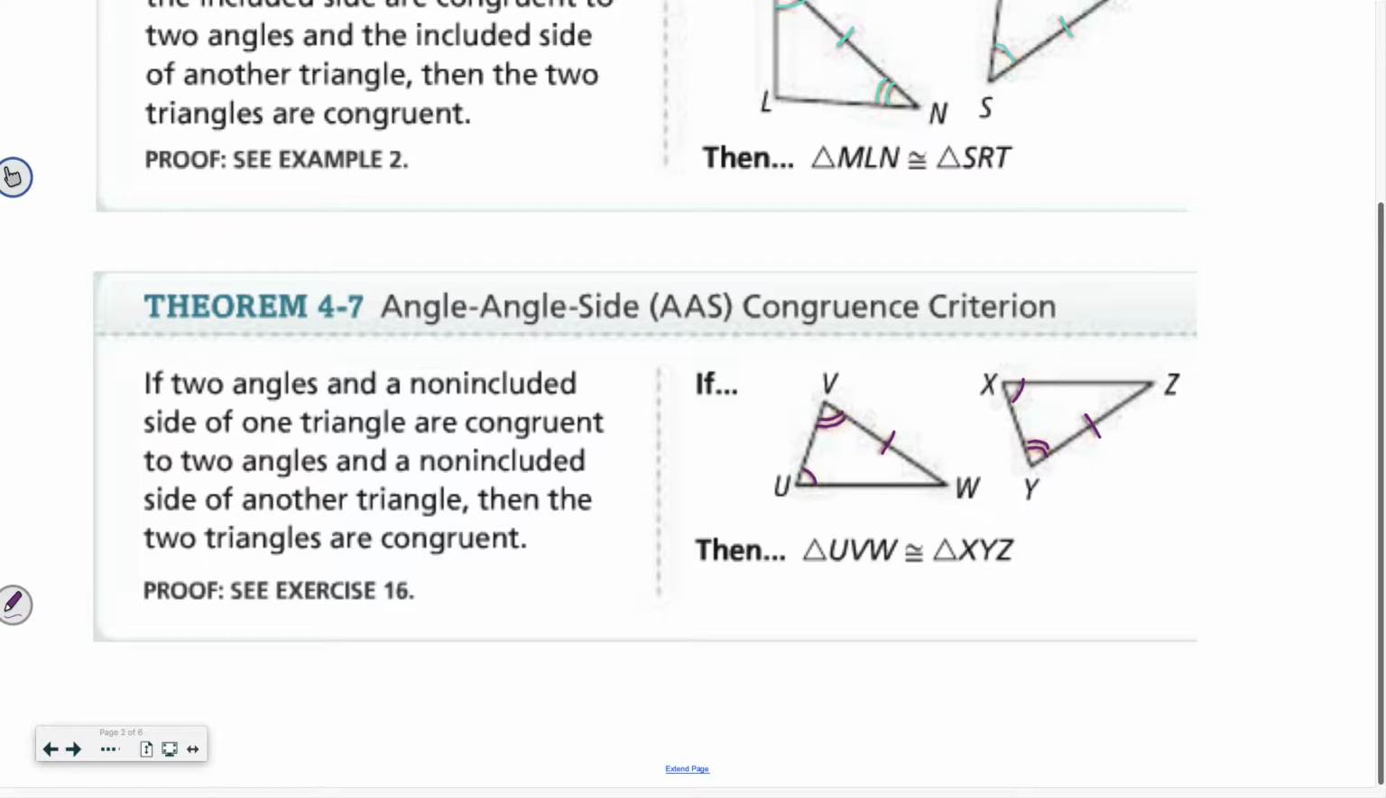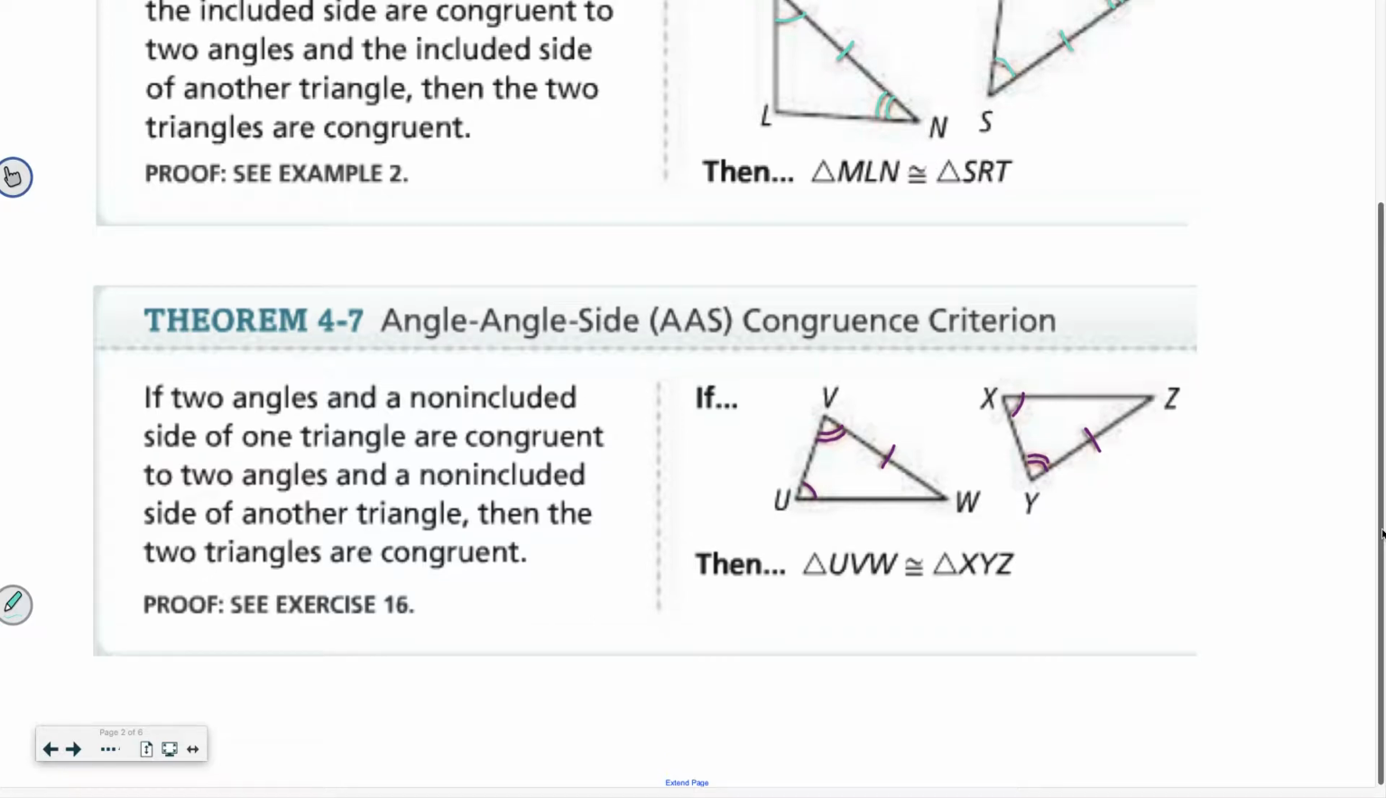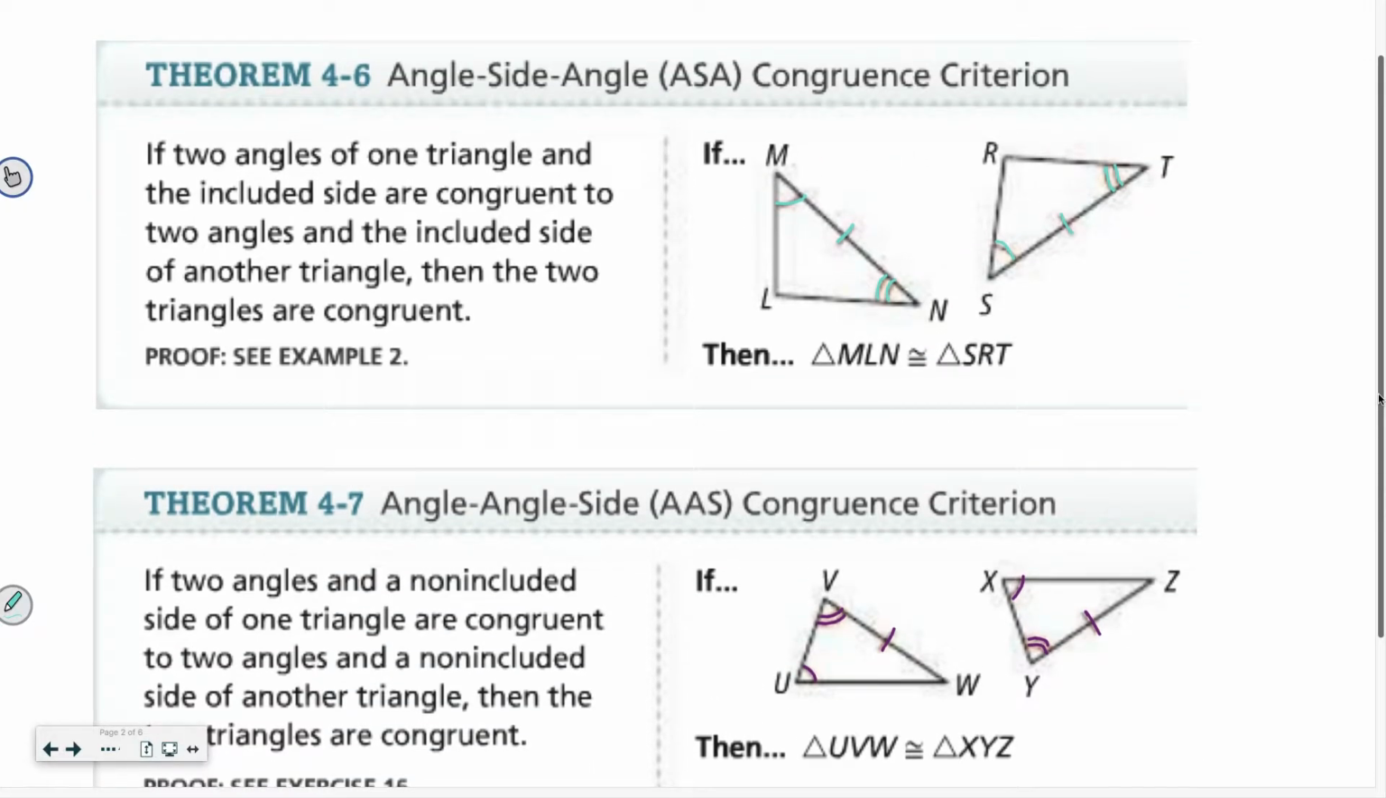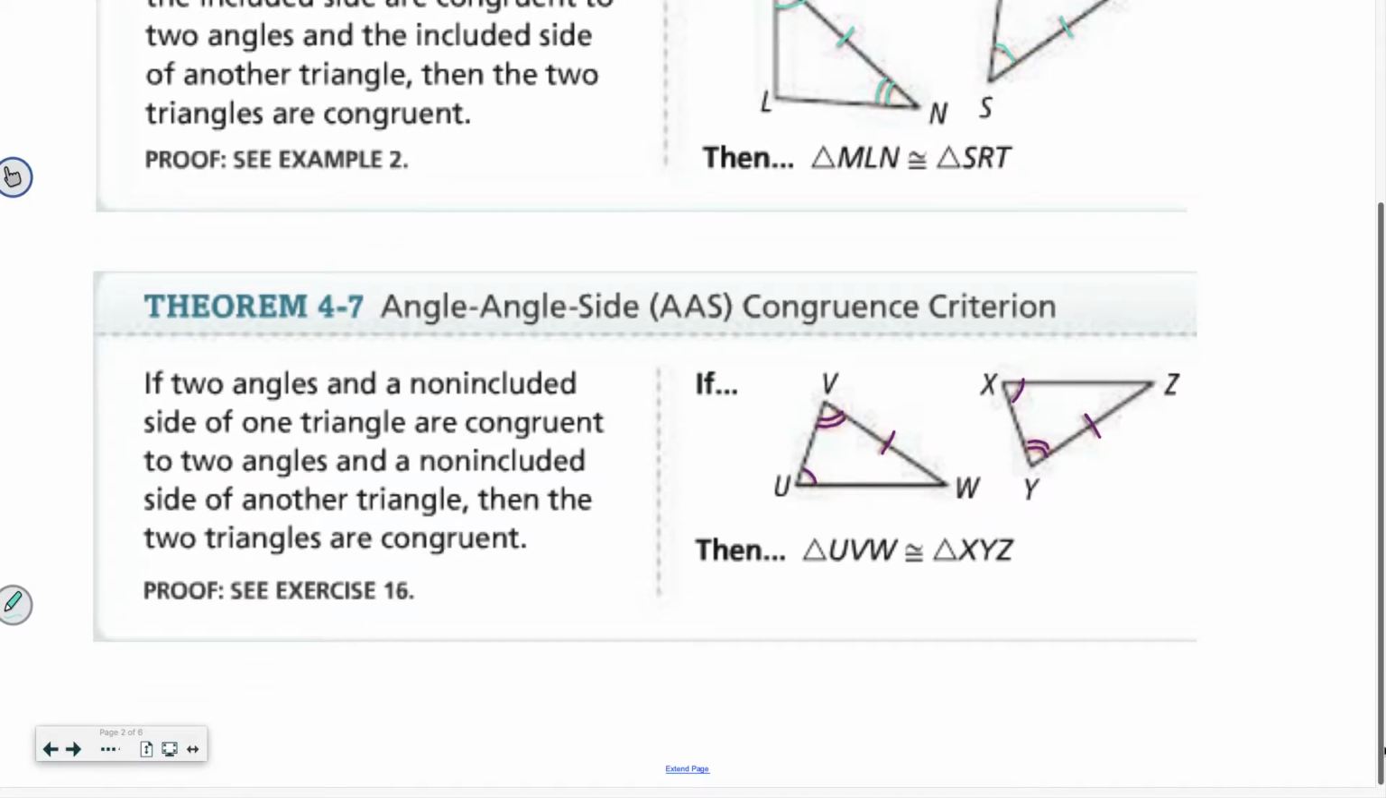congruence. Now, let it be known that it's easy to mix up all of these four acronyms, but the one that I can promise you will never occur is I will never ask you to write a bad word on your paper. That does not occur, okay? So we have angle, angle, side. We have angle, side, angle. And yesterday we had side, side, side, and side, angle, side, okay? So those are our four.